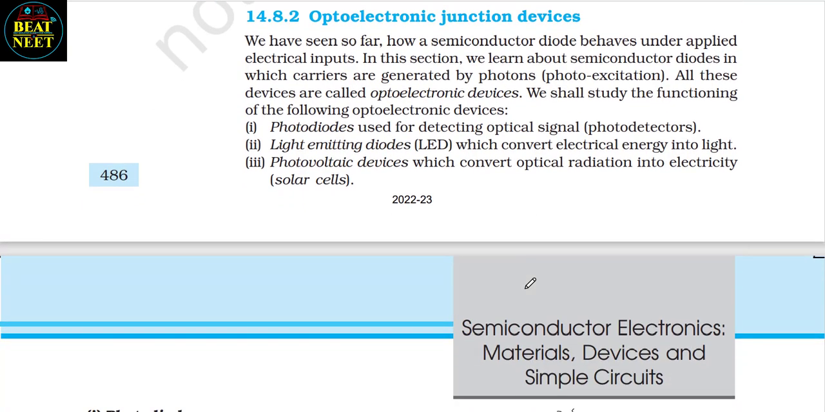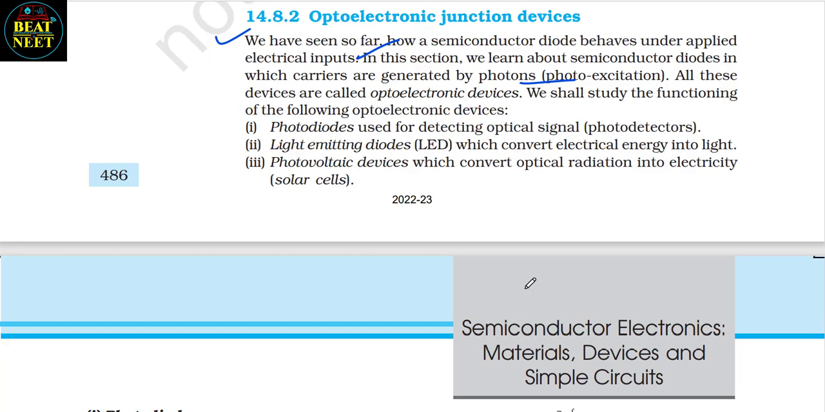Second one is the optoelectronic junction devices. We have seen so far how a semiconductor diode behaves under applied electrical inputs. In this section, we learn about semiconductor diodes in which carriers are generated by photons, that is, photo excitation. All these devices are called optoelectronic devices. We shall study the functioning of the following optoelectronic devices.